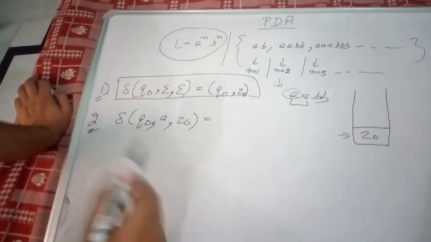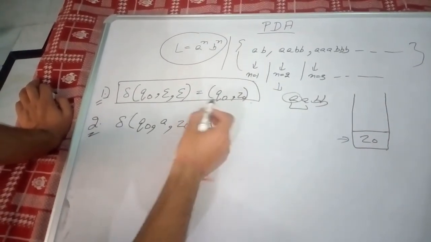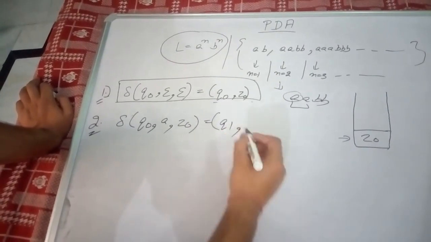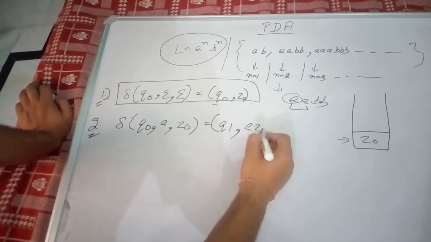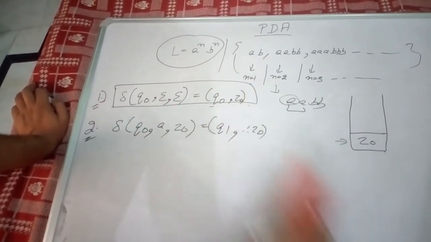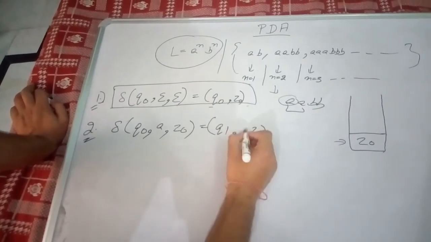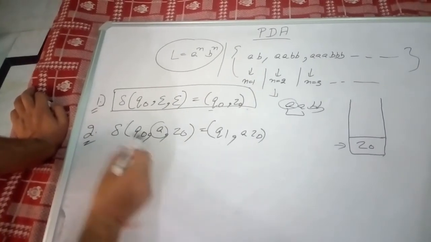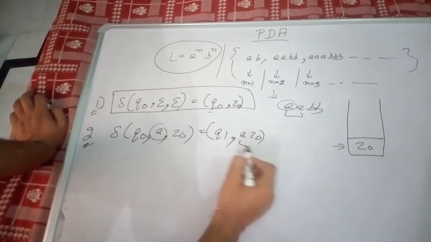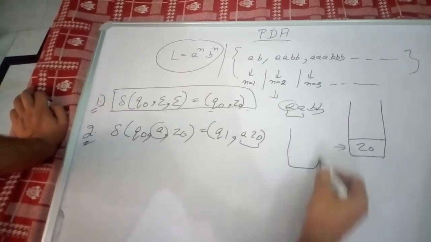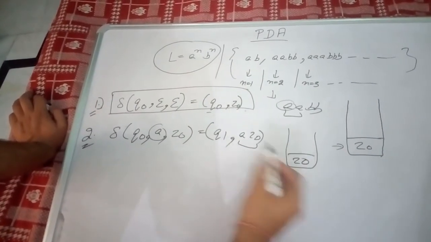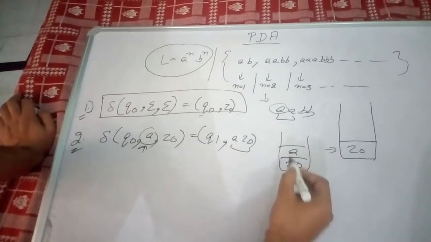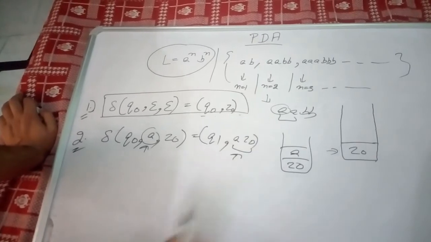We have to change our state. The previous state is Q node, and now we go to Q1, and now the stack is A and Z node. Initially it is Z node, and now we push the A here. So now we have A and Z node together, and the stack is updated. We have to write this down here. This is our second step.